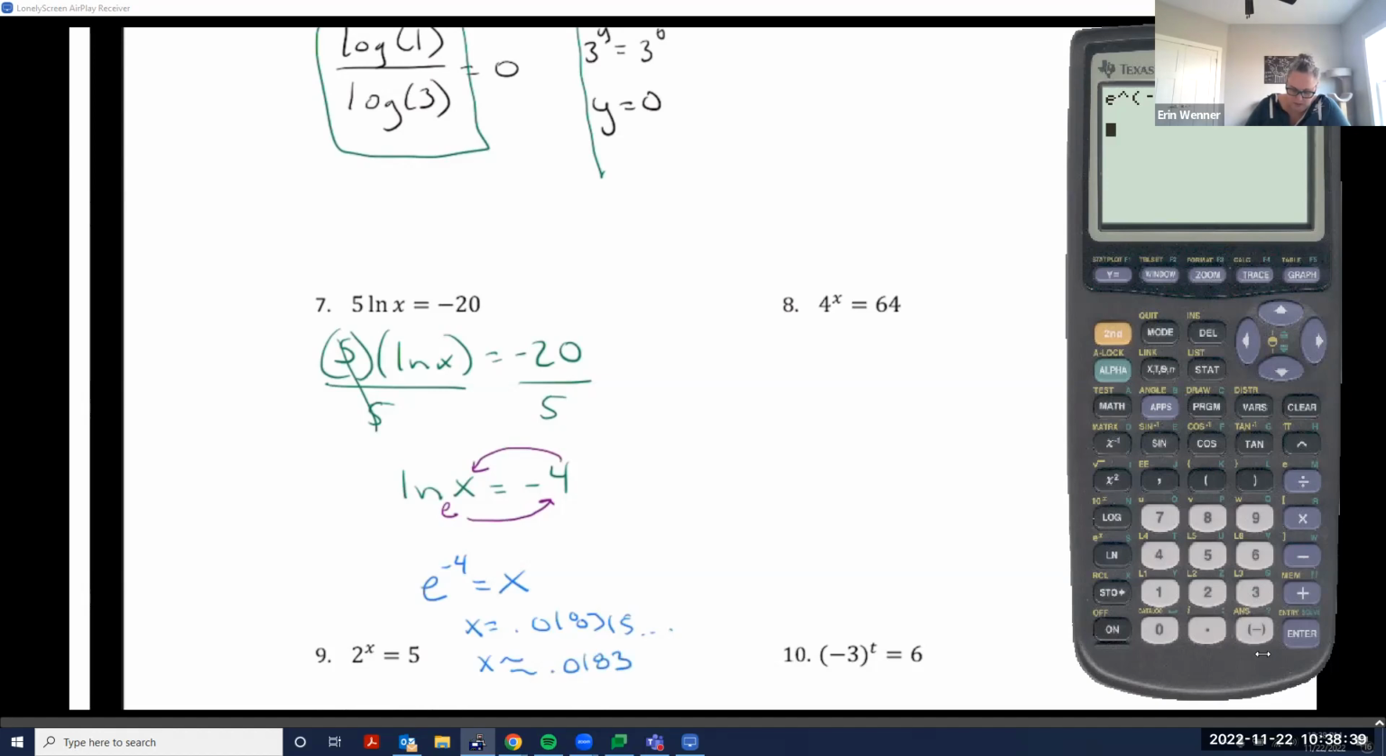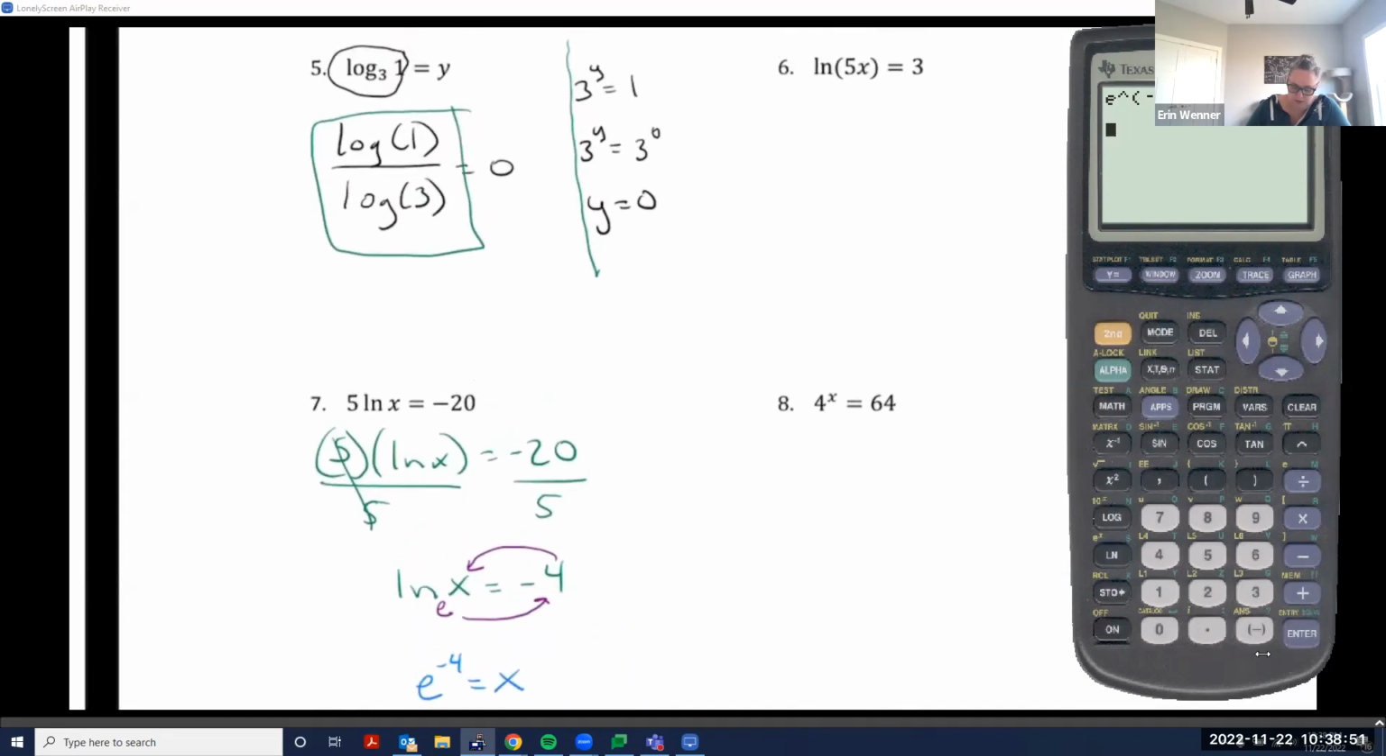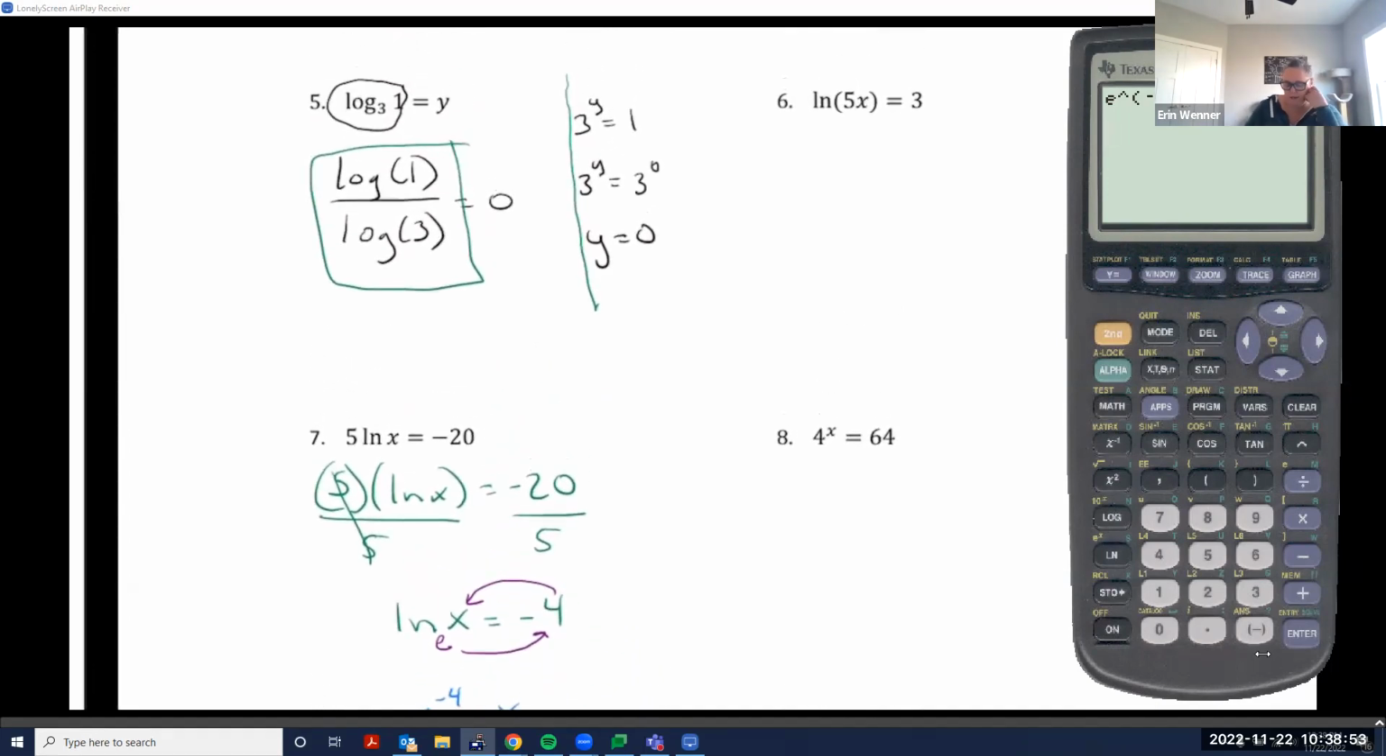So if we use those ideas, let's go up to number 6, thinking about how we had to convert this from logarithmic to exponential. So number 6, I have ln of 5x equals 3.